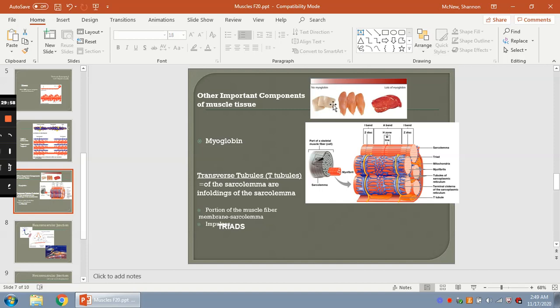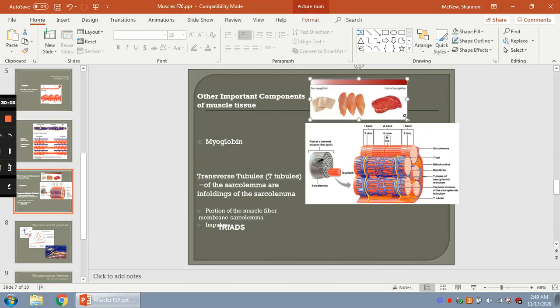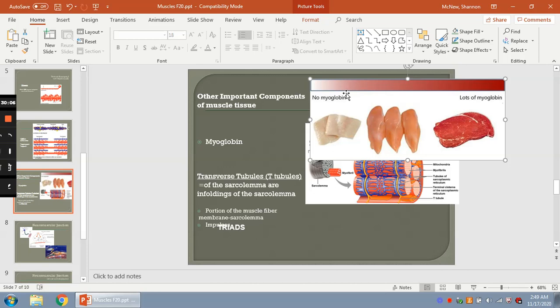Now, why do I have this picture of this meat up here? And let me see if I can blow this up so you can actually see it, maybe. Now, here we have some fish, we have some chicken, and we have some maybe beef right over here, I'm guessing. And now, I have a spectrum here from no myoglobin, more, to lots of myoglobin. And what's the biggest thing we see in the colors? Well, it looks like the more myoglobin that we have, the darker the meat, right?